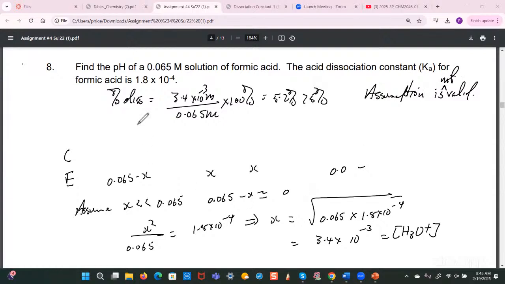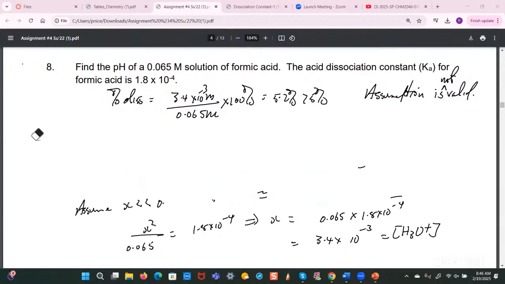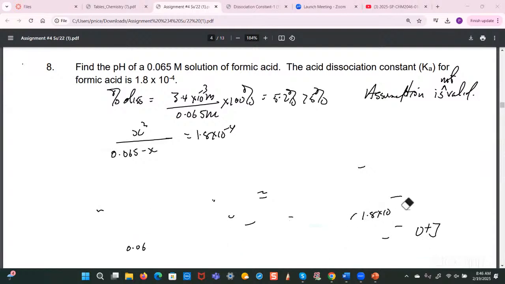So what does that mean? That means that life has become more difficult. What that means is that we have to go back to this equation here. We have to go back to x squared divided by 0.065 minus x equals 1.8 times 10 to the minus 4. So just erase the rest of this.